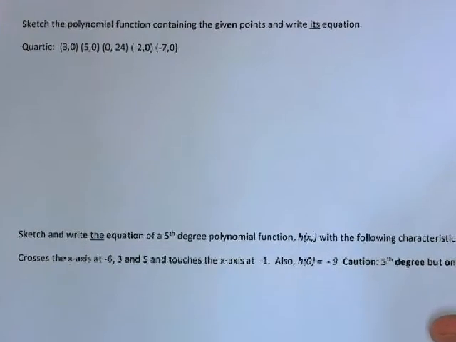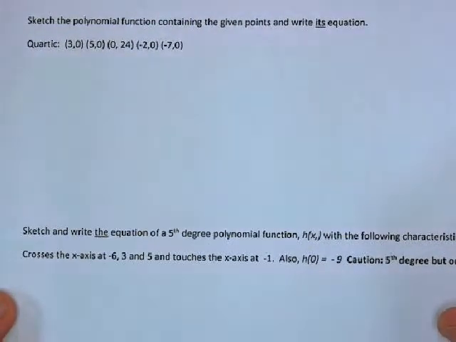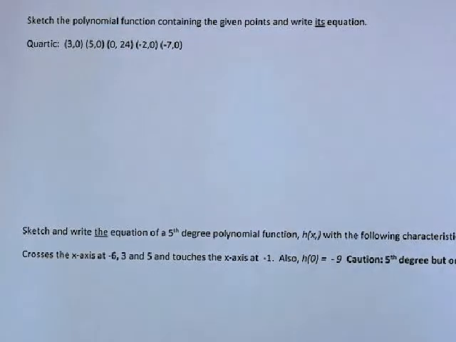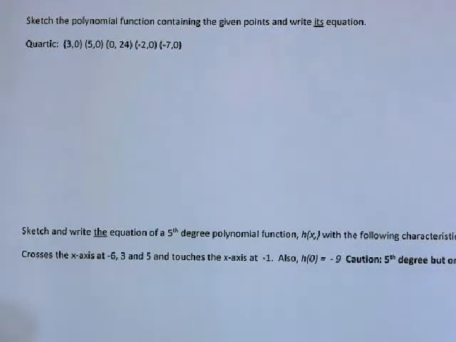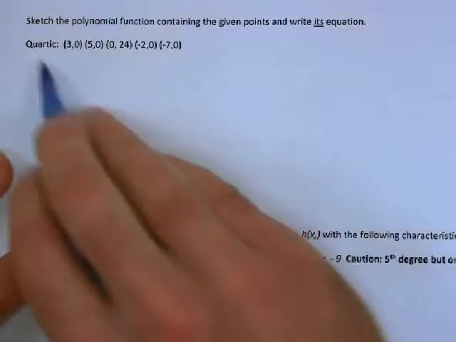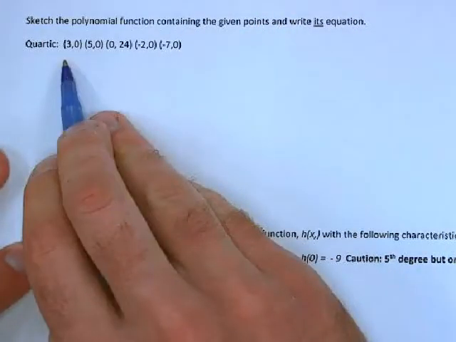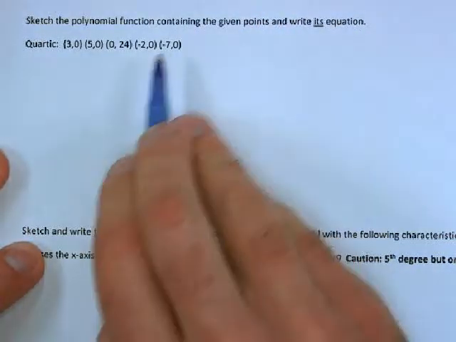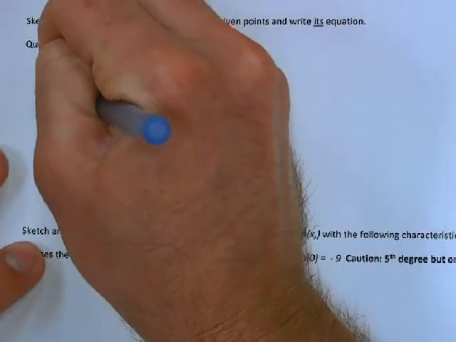Sketch the polynomial function containing the given points and write its equation. Write its equation is kind of like saying write the equation, so we want to do it exactly. It's a quartic function, and we have all these intercepts. They gave us the x-intercepts and the y-intercept right here. Let's get a little sketch of that over here.